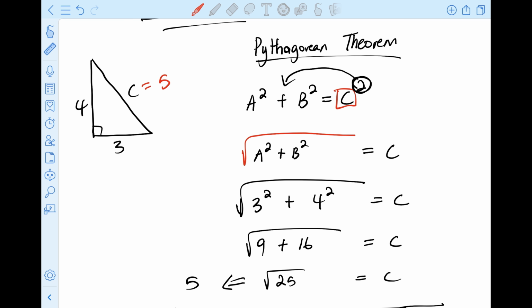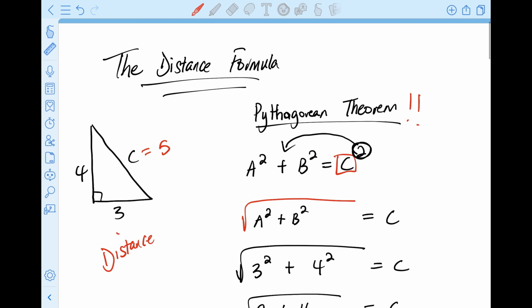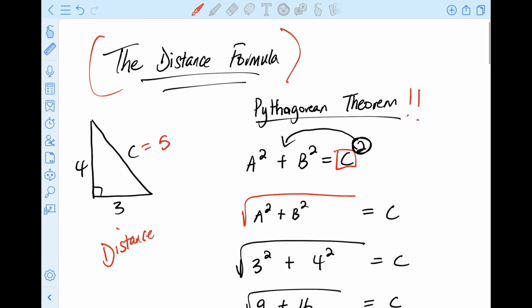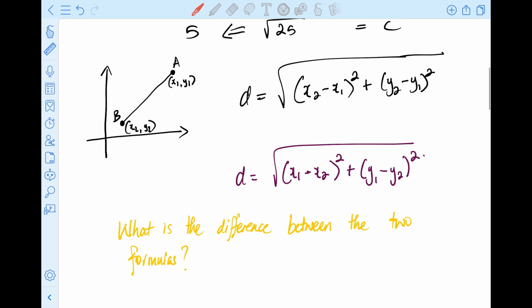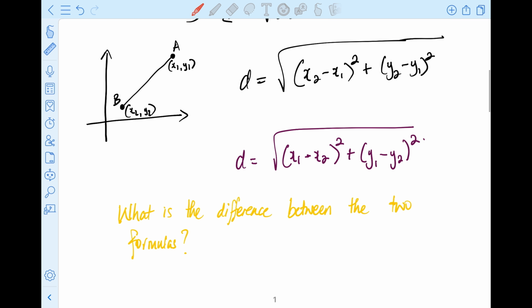Now, here's why this is important. When I'm finding the length of a side of a triangle, I'm also finding the distance, right? So in essence, this is a variation of the distance formula. The Pythagorean theorem is a variation of the distance formula. What is the distance formula, you may ask? Well, take a look at it. So here's the distance formula.